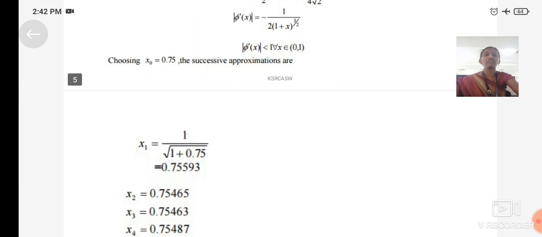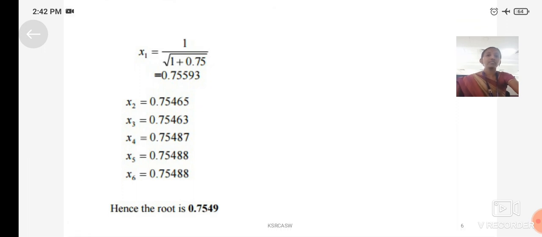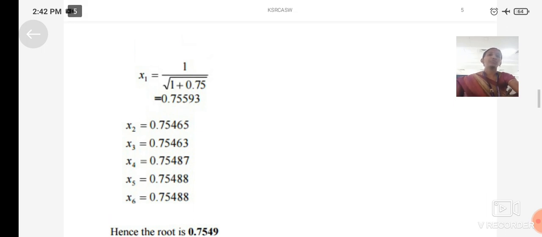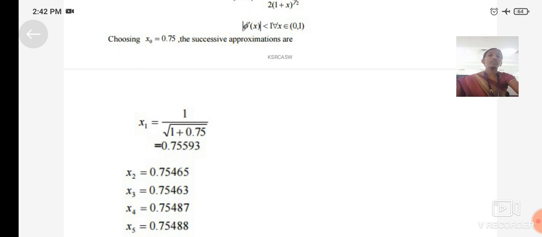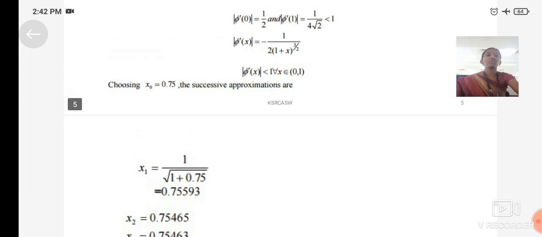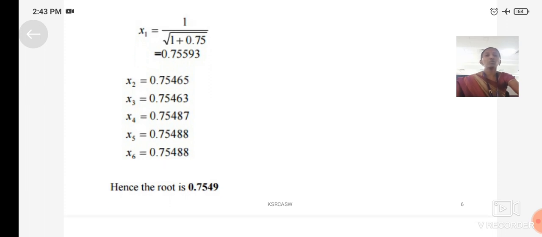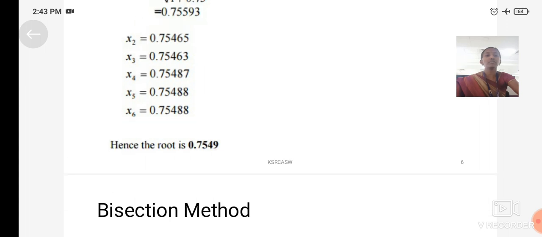Putting x equal to 0.75 in the above equation x equal to 1 by square root of 1 plus x, we get x1 equal to 1 by square root of 1 plus 0.75, which is 0.75593. Next we have to find x2. Again we substitute x1 equal to 0.75593 in the equation x equal to 1 by square root of 1 plus x. Then we get x2 value as 0.75465. We continue until two successive iteration values are the same.